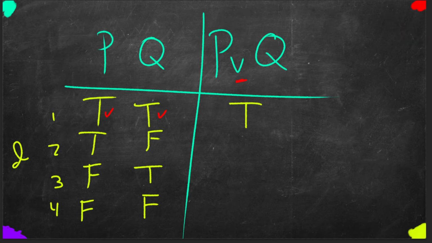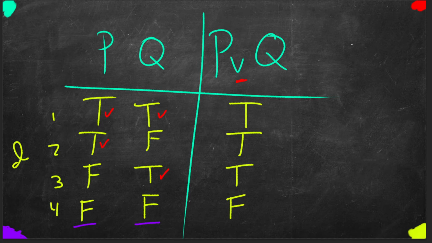In interpretation 2 here, we see we have at least one truth value which is true, and so the output is going to be true. In our third interpretation here, we have false and true, and so our output will be true. And it's only in this final case here, row 4, where neither one of the truth values is true, and so the output is not going to be true. Instead, it will be false.